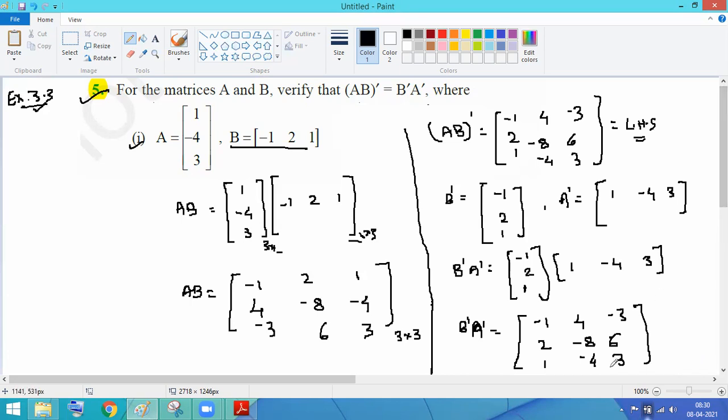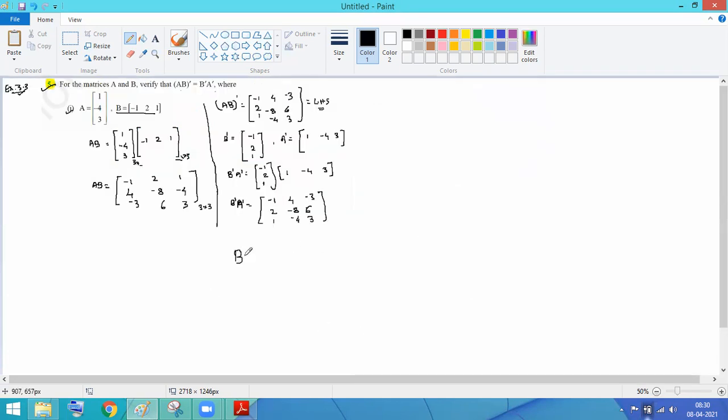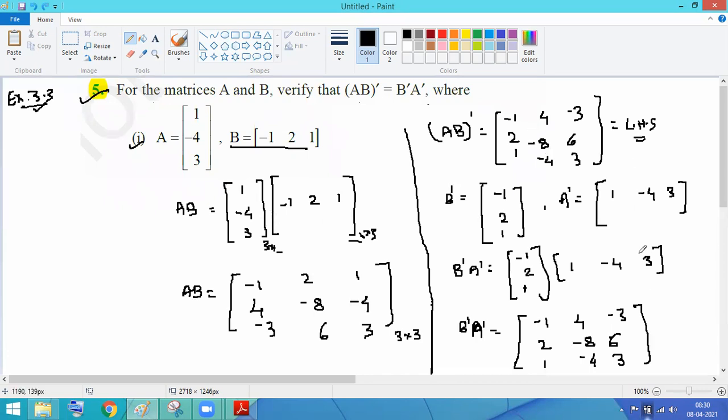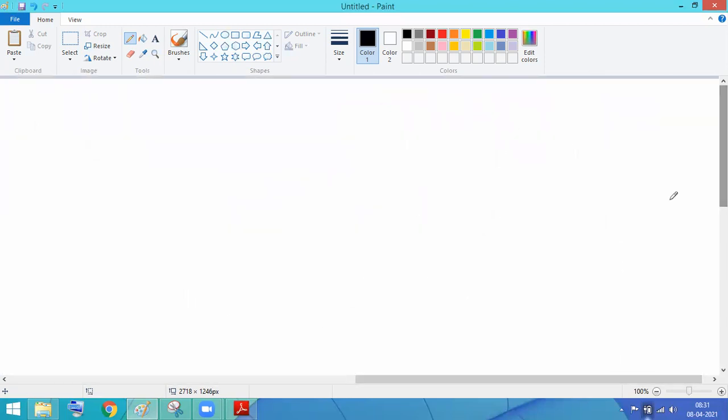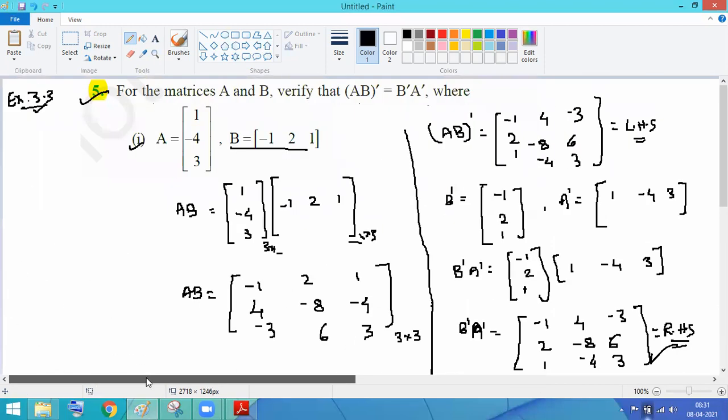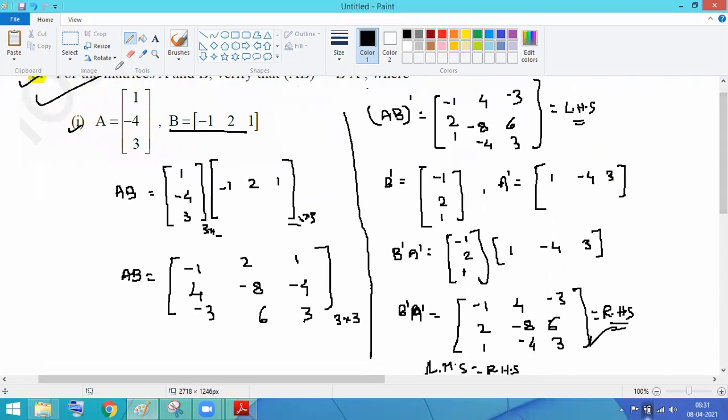Now we have to find B'A' only. We don't have to take any transpose. Look at this, this is your RHS, and check whether LHS and RHS are equal or not. -1 4 -3, 2 -8 6, 1 -4 and 3, the same thing here and here. LHS equals RHS, and we proved it. So this question is done.